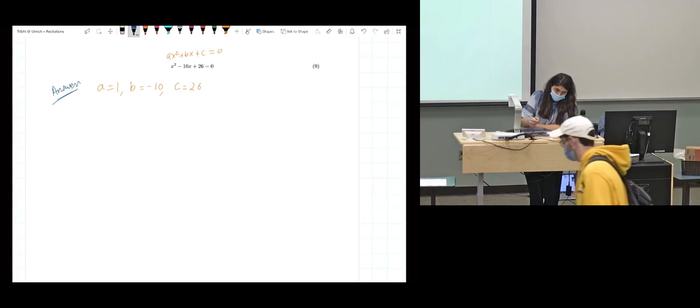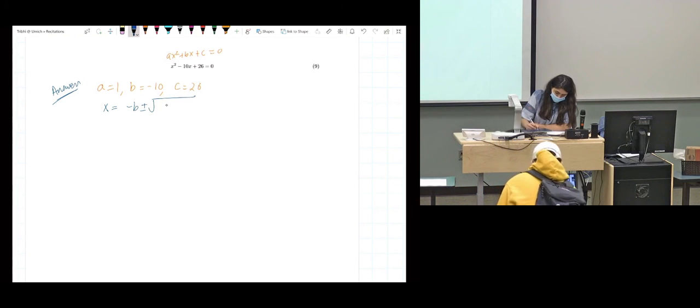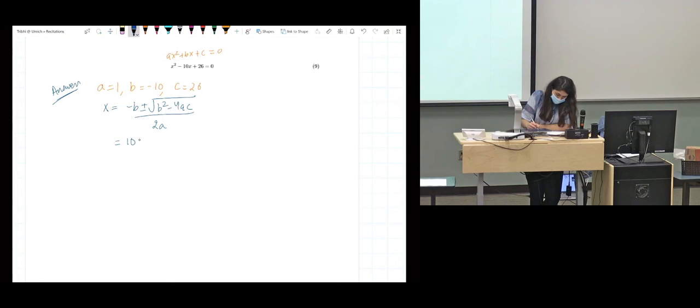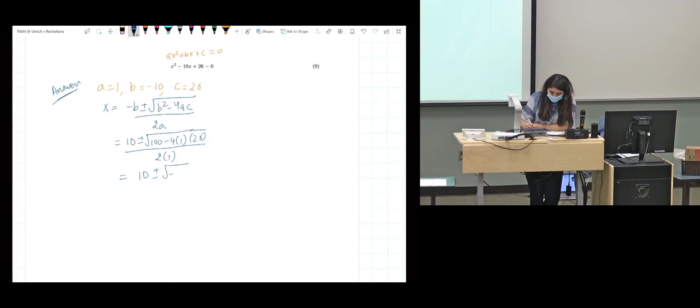And so you write, from our formula, we get x is minus b plus minus the square root of b squared minus 4ac, the discriminant. And from there, you get 10 plus minus the square root of b squared, which is 100, minus 4 times a, which is 1, times c, which is 26, all over 2 times 1. And then this becomes 10 plus minus the square root of minus 4, over 2.